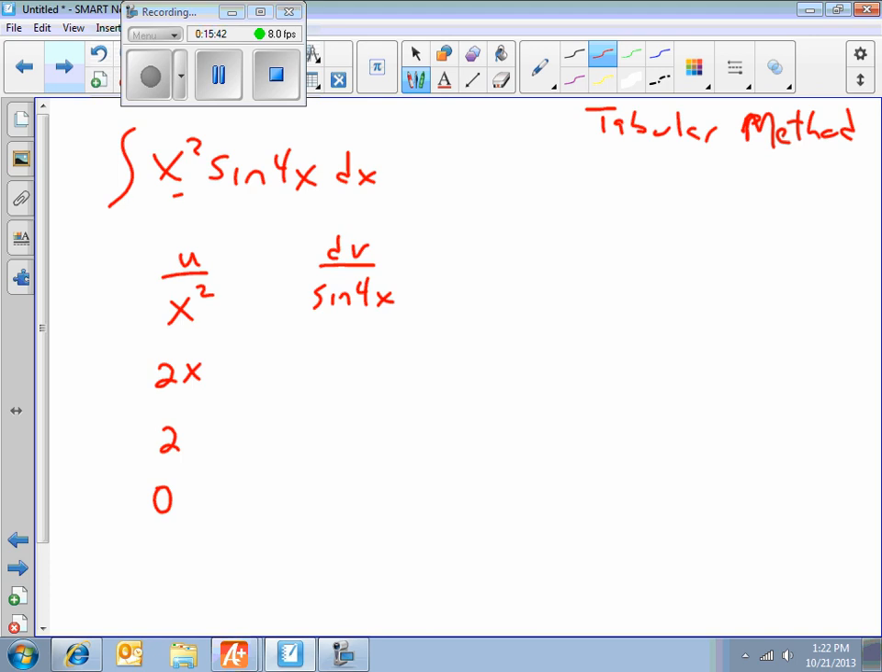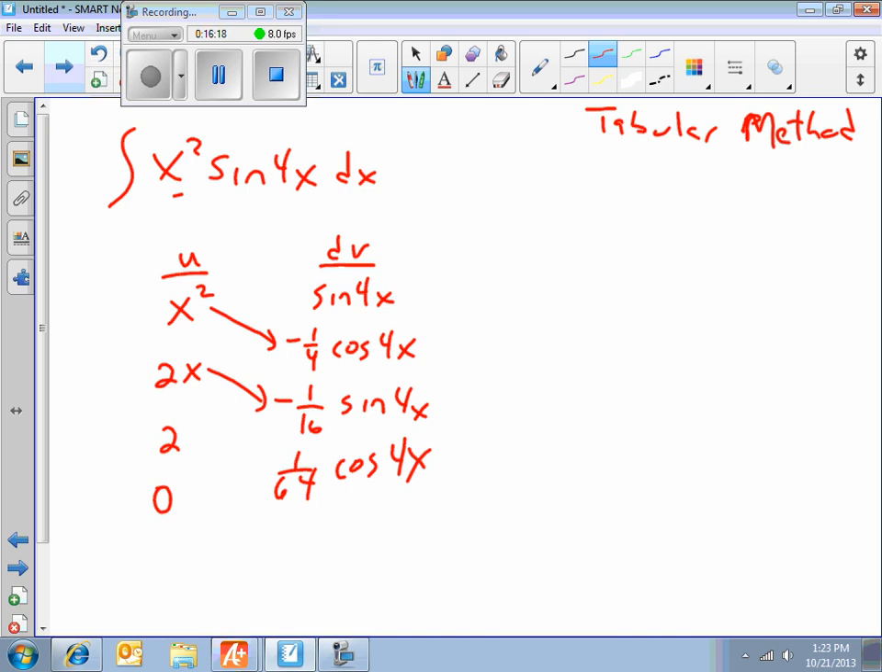Now this side over here on the right, I'm going to have to keep integrating sine of 4x. So the integration of sine of 4x is negative 1/4 cosine of 4x. And the integration of negative 1/4 cosine of 4x is negative 1/16 sine of 4x. And the integration of that is a positive 1/64 cosine of 4x. The tabular method says that whenever you start with u, you draw the arrow down to your second step of your dv. You take your arrow down and your arrow down until you run to the 0 and then you do nothing.